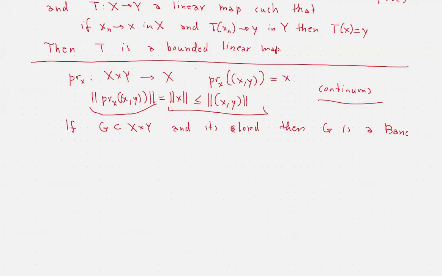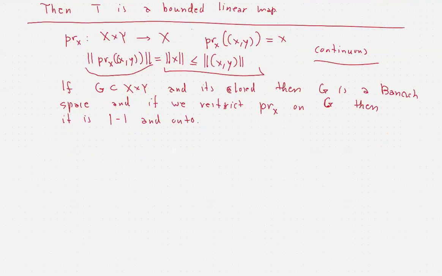And if we restrict the projection onto X to G, then it is one-to-one and onto. This is nothing exotic. This is the nice old principle that we must have seen in Calc 1, where a function is really the same thing as its graph in some sense.